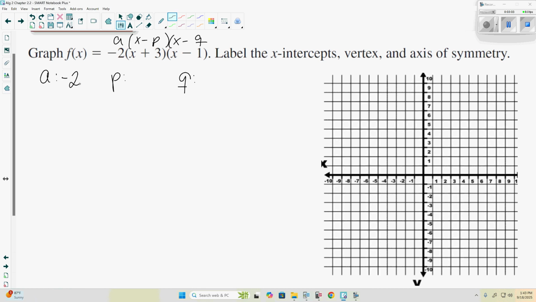What would the value of p be? Negative 3. It would be negative because in the general form it's x minus p. The only way that we can go from x minus p to x plus 3 is that the value of p is negative, because the negative and negative would give us a positive. Now the value of q for this here would be 1. Positive, because x minus q to x minus 1, the signs line up, so the value is going to be positive 1.